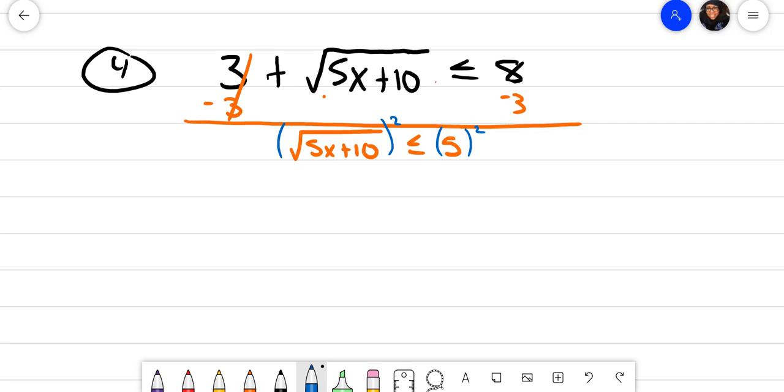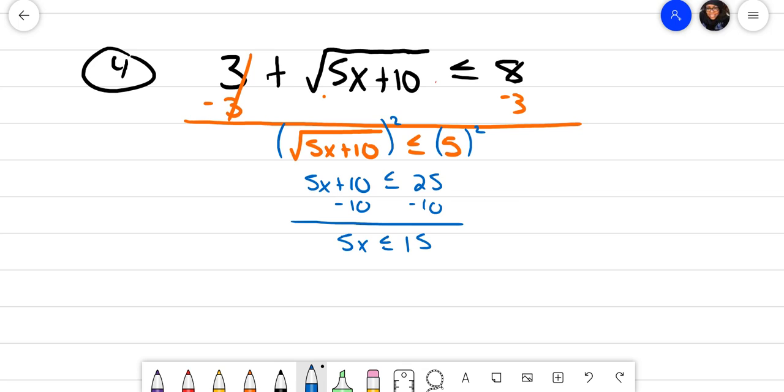We end up with 5x plus 10 is less than or equal to 5. I'm sorry, 25. Subtract the 10. 5x is less than or equal to 15. Divide by 5. We get x is less than or equal to 3.